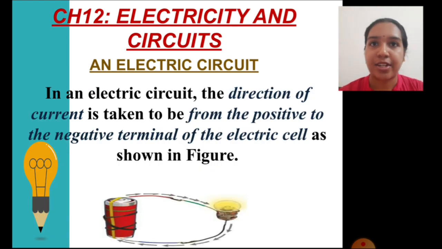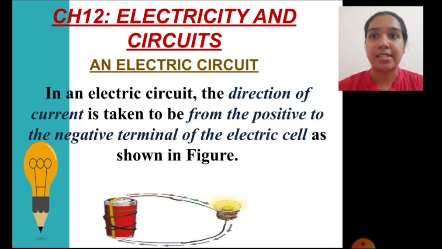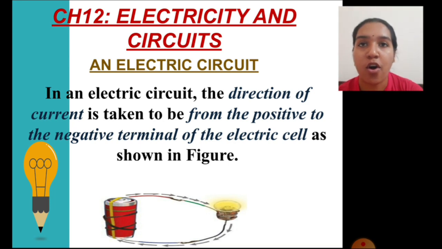So in an electric circuit, the direction of flow of current is from the positive terminal to the negative terminal as shown in the figure. You can see the directions. If you recall the design of the electric cell, the metal cap is present at the positive terminal side and the metal base is at the negative terminal of an electric cell. So the direction of flow of current is from the positive terminal to the negative terminal of an electric cell.